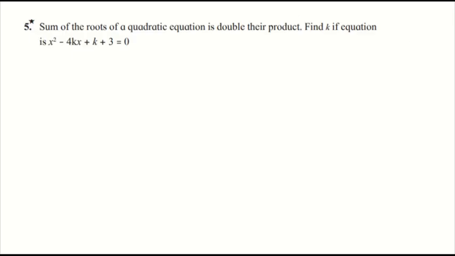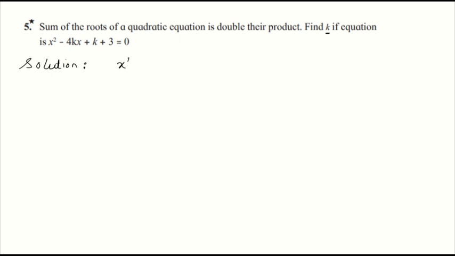Question number 5. Sum of roots of quadratic equation is double their product. What is this? This is the condition. That is, whatever the roots of the quadratic equation that we will get will be double their product. And we need to find the value of k if the equation is this. So the equation is already given. First we will write the given equation.